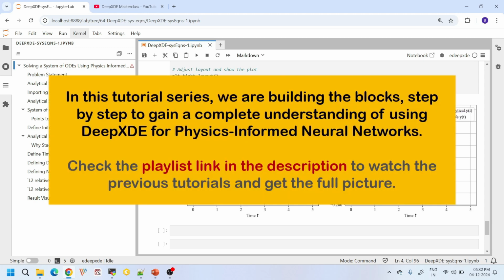As I said before, in each tutorial of this series, we are building the blocks together step by step to gain a complete understanding of how to use DeepXDE effectively. From solving simpler equations to tackling more complex systems, we are gradually expanding our knowledge to unlock the full potential of the DeepXDE library for effectively formulating physics-informed neural networks.